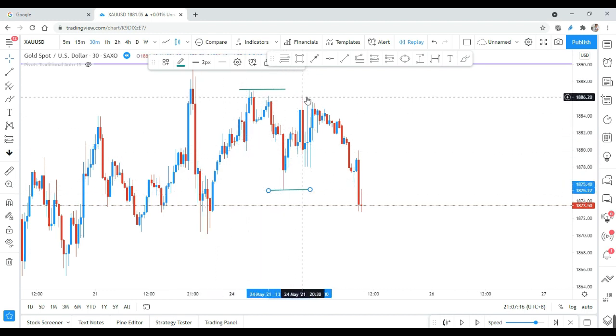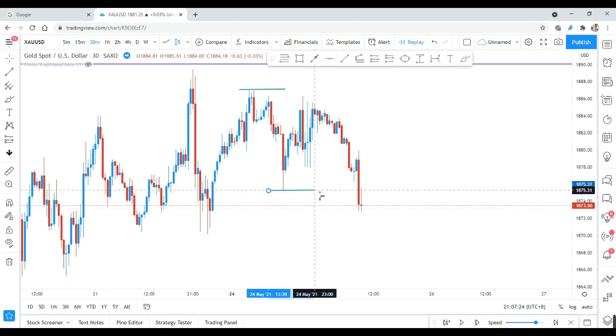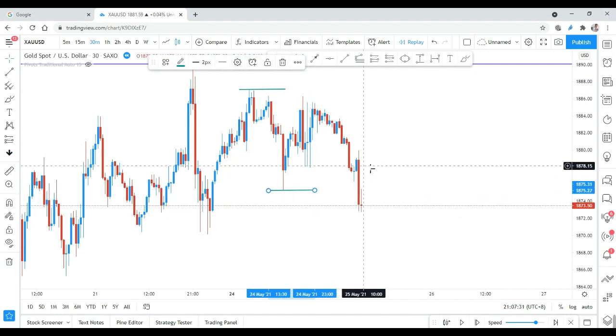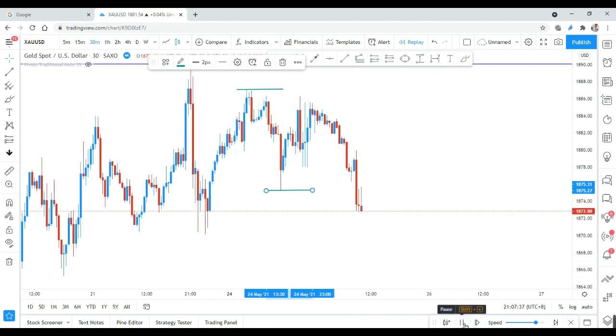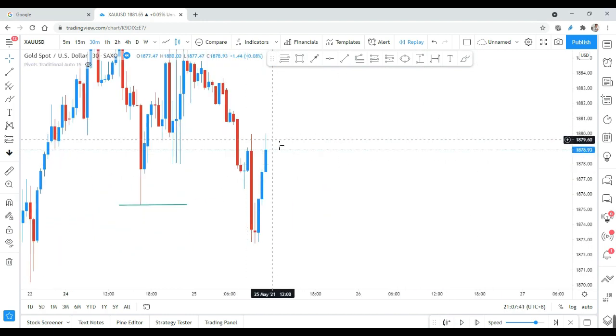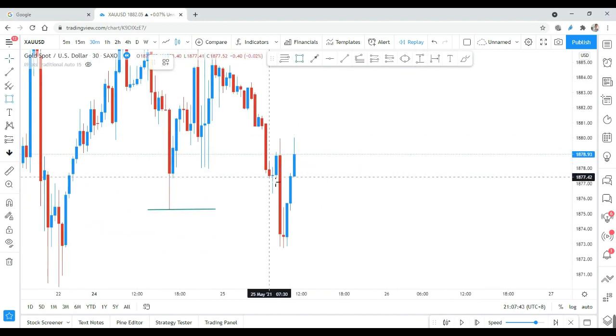Then the price does not break on top. It does not break beyond this one, and then it came down and broke this low over here. Once it broke, it did some retracement, which means the price moved up. So this is where I place my trade. This is my zone.